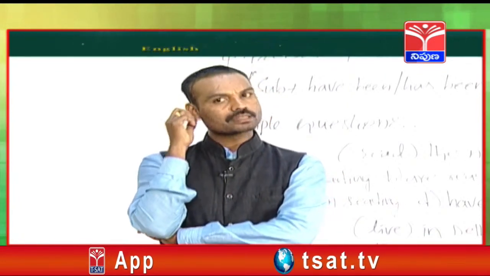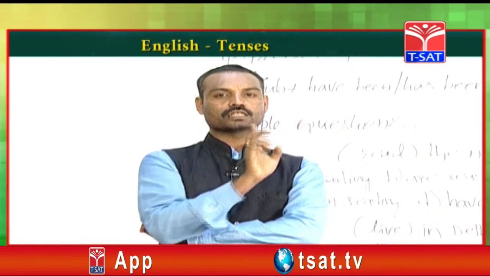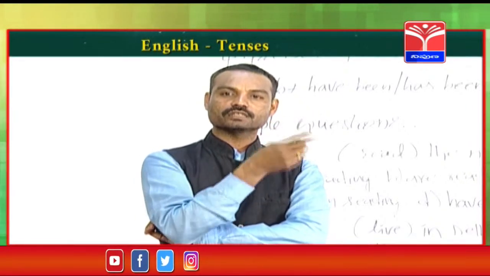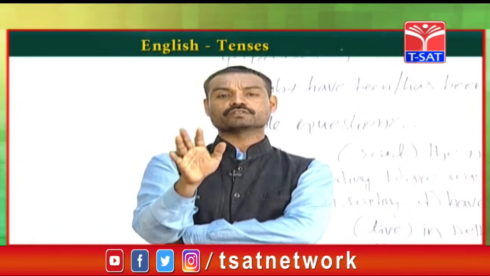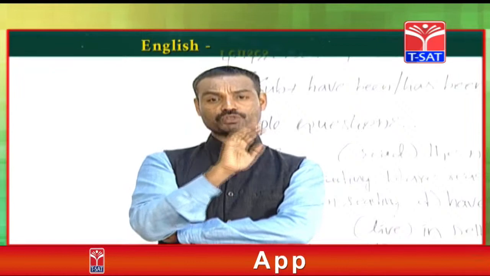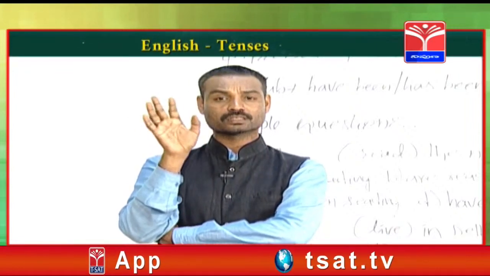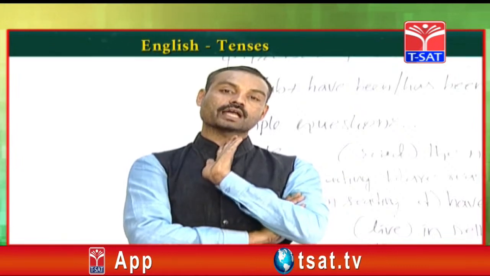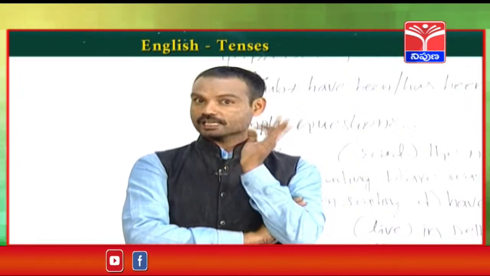Let's see one more example. I visited London last year. I visited, we visited, you visited, they visited, he visited, she visited. You can take any subject, whether it is singular or plural. All subjects are equal here. We should not add s or es or ies. Only in simple present tense, when the third person singular comes, we should add s or es or ies.